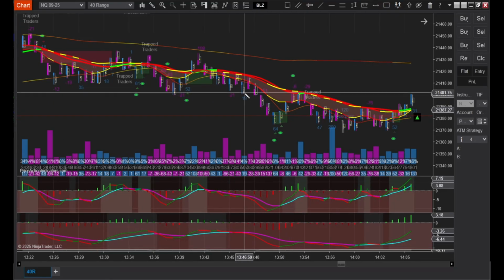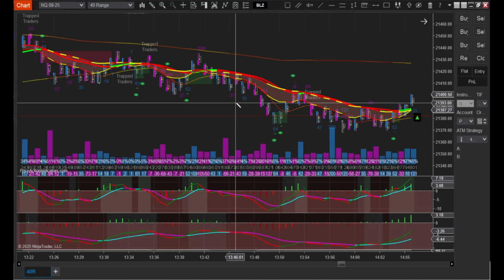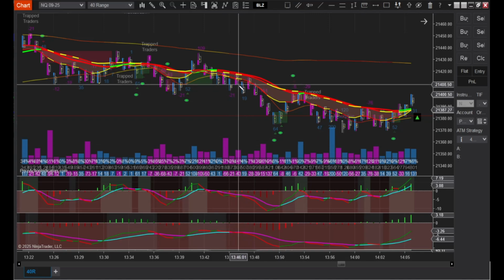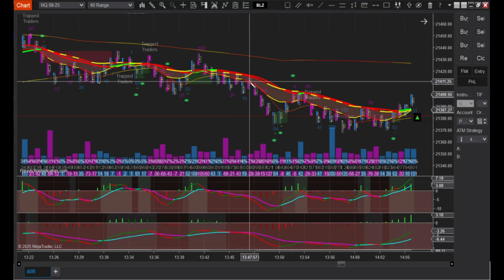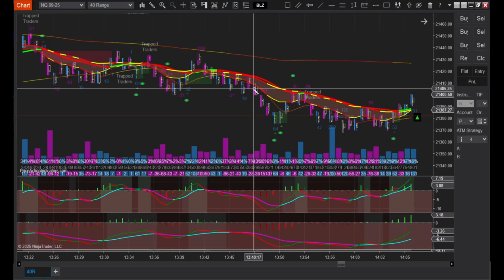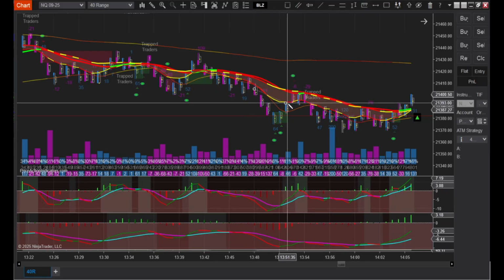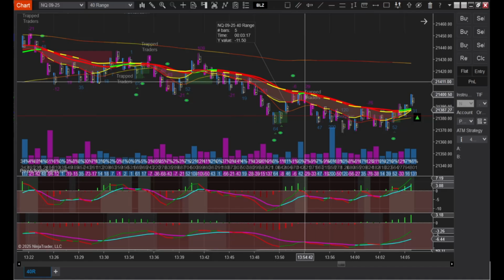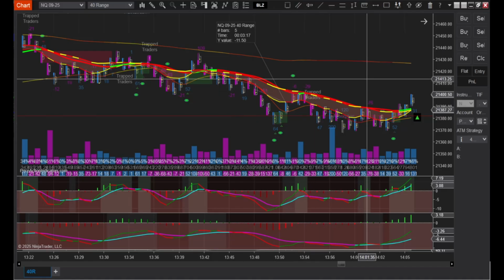All right, look at the delta, strong delta down, pulled back up, but look at where we are. And we cross down, our momentum's with us. All right, little scale, and that's how we go.